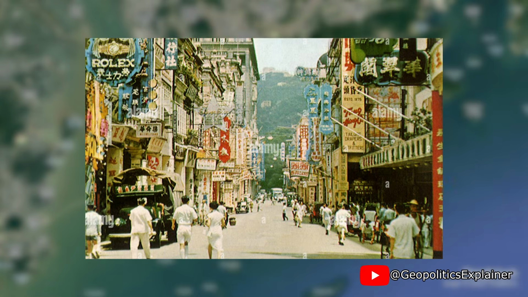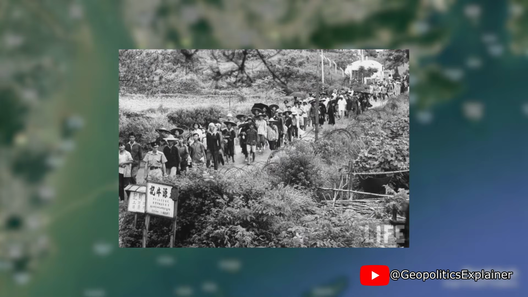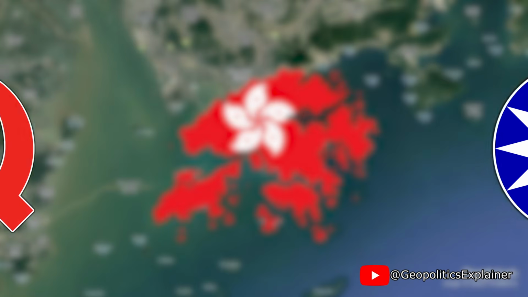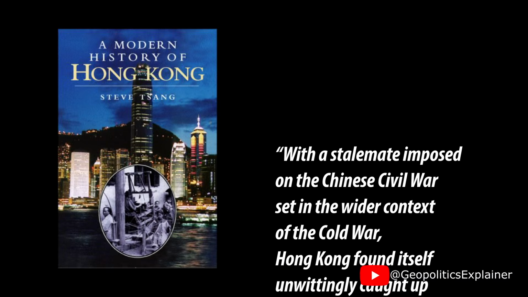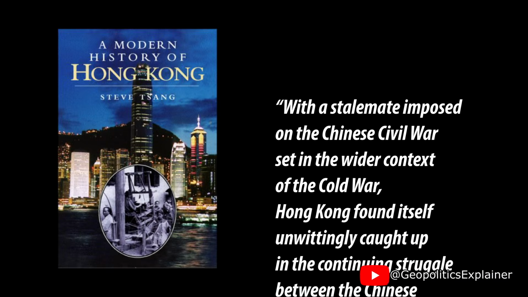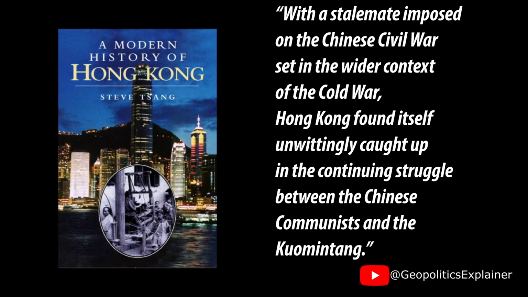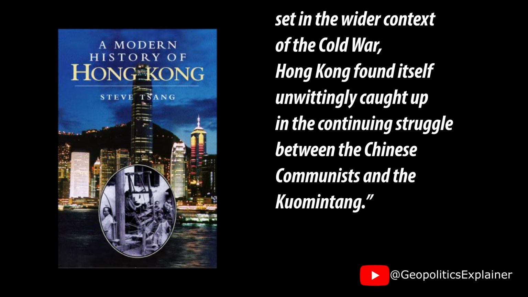Hong Kong, under British rule, remained a relatively stable and prosperous haven compared to the mainland. By 1957, a third of Hong Kong's population were refugees. In the 1950s and 1960s, similar to many other parts of the world, left-wingers and right-wingers in Hong Kong had a period of political violence. Nationalists, who were supporters of Kuomintang, were clashing with leftist supporters of the Communist Party of China. With a stalemate imposed on the Chinese Civil War, set in the wider context of the Cold War, Hong Kong found itself unwittingly caught up in the continuing struggle between the Chinese Communists and the Kuomintang.